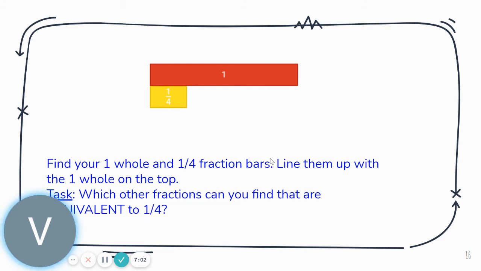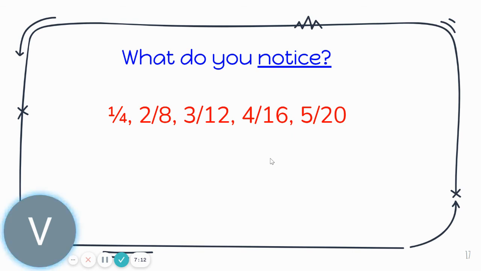So go ahead and draw this fraction bar example again. This time you have 1/4. What fractions can you think about that are equivalent to 1/4? So we have 2/8, 3/12, 4/16, and 5/20. What do you notice about these numbers? I'm not going to tell you, but remember our rule from 1/3. Think about that and decide how we got these numbers.